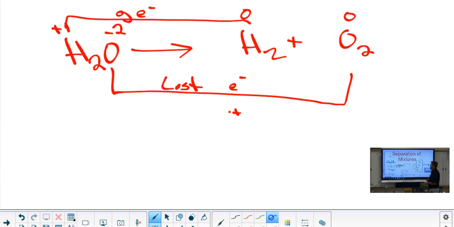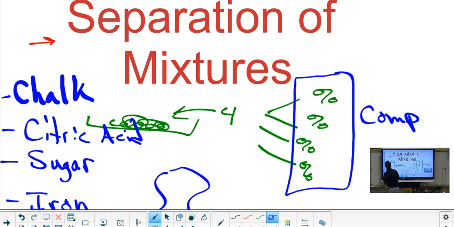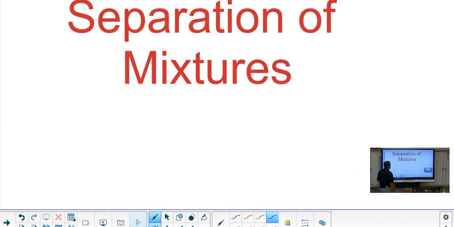Okay, the next thing we're going to talk about is separation of mixtures. And this is important because this goes with the lab that we're going to do tomorrow. We're going to start the lab tomorrow and finish it on Tuesday. You all right with that?